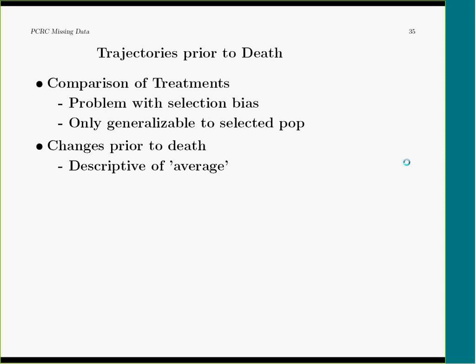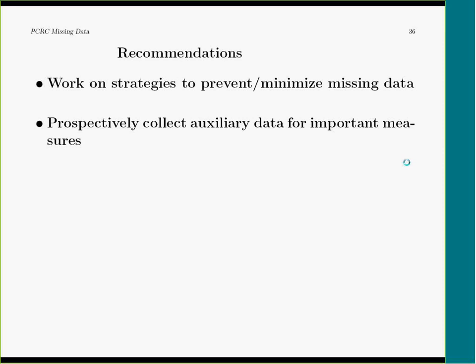So the thing is, these analyses of trajectories prior to death don't really do much for comparison of treatments, but they are interesting and descriptive, and may help us understand what's likely to happen. So the recommendations are to work on strategies to prevent and minimize missing data, and, if I haven't made it clear, to prospectively collect that ancillary information for the important measures, your important outcomes.